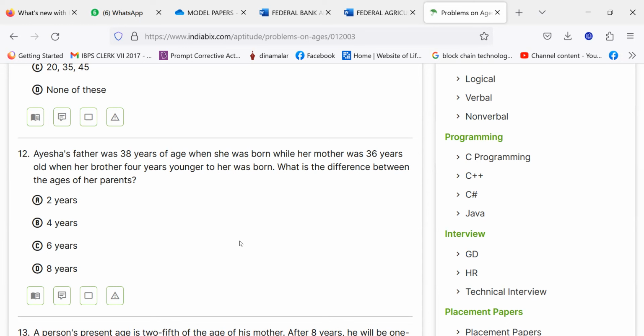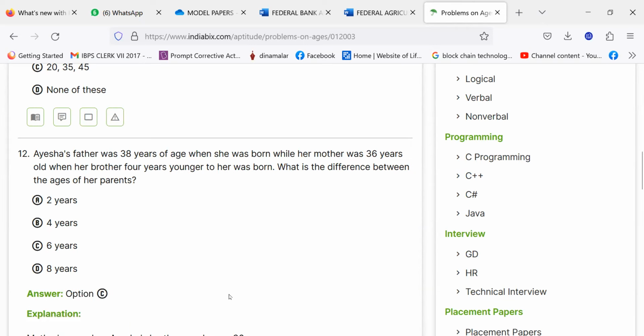Who is telling? Arya. Alina. Achha. Wait, let us wait for others to do it. Sir, I also got it, sir, option C, sir. Option C is the answer. Correct.